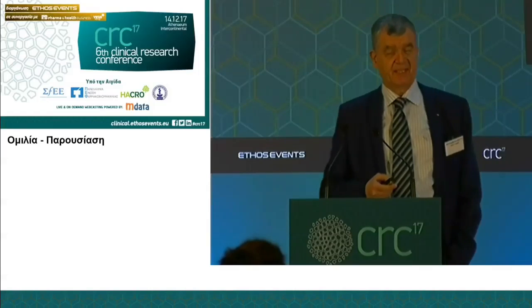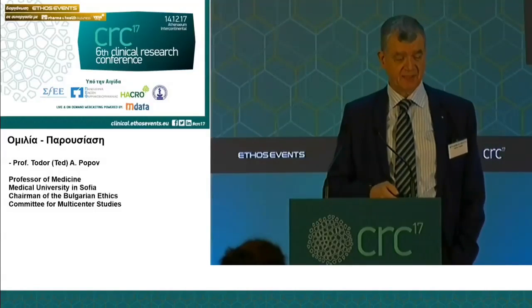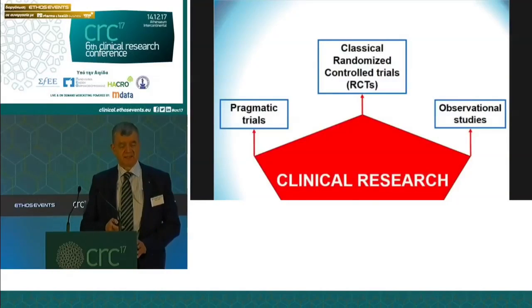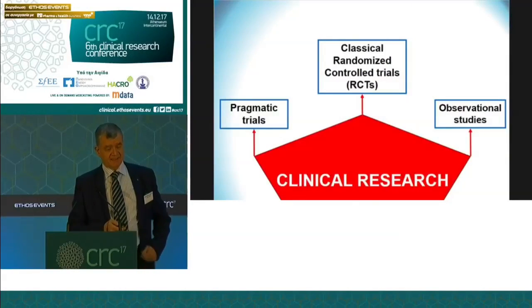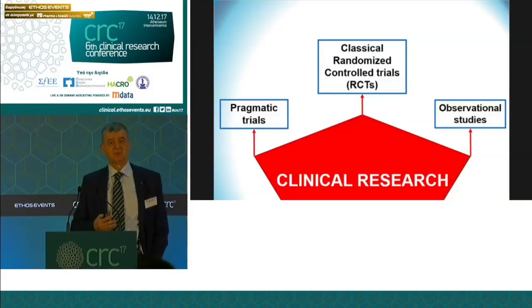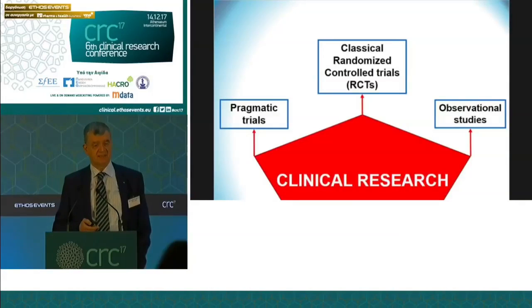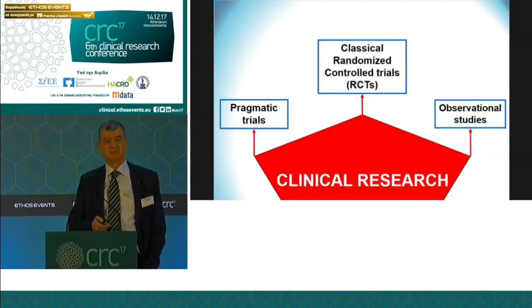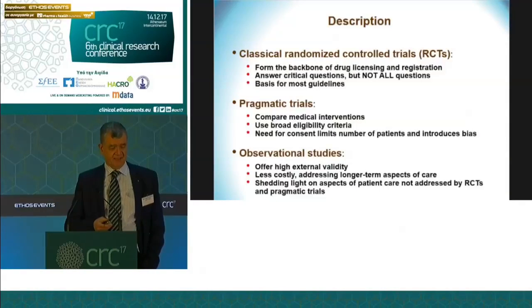As you know, progress in medical science is based on clinical research, and as already stated, there are different clinical trials that we may indulge upon. The classical randomized clinical trials is the gold standard that we have all accepted to assess the efficacy and safety of drugs. And we also have the pragmatic trials that Professor Khan alluded to, and we have the observational studies. And they have different features.